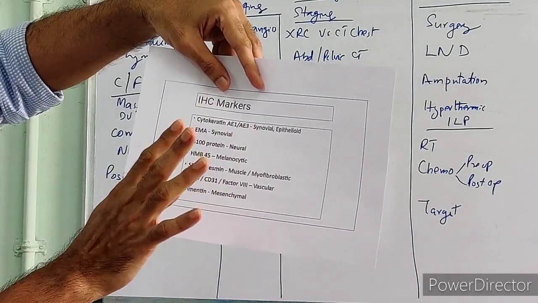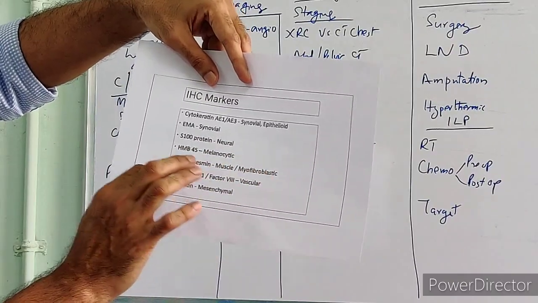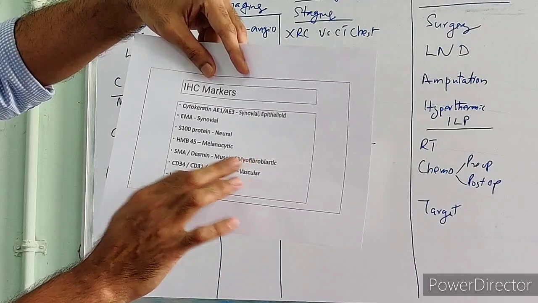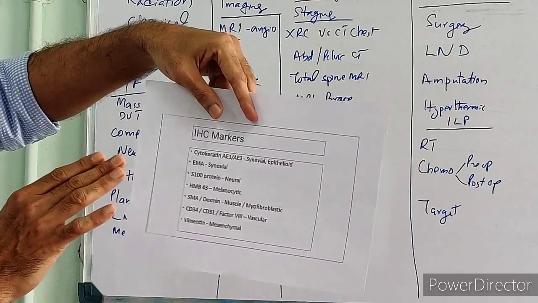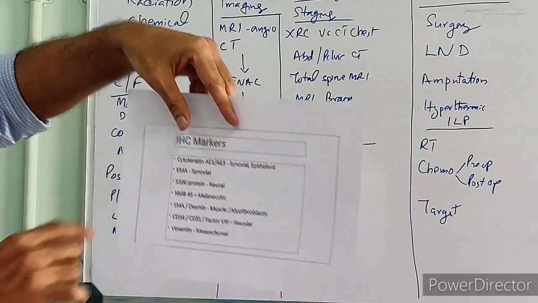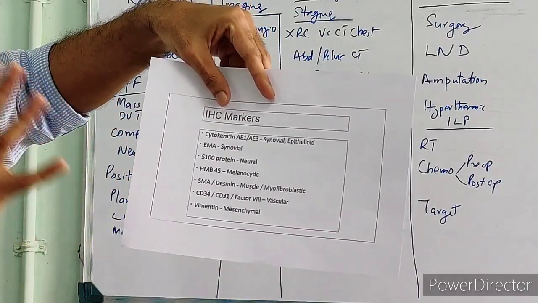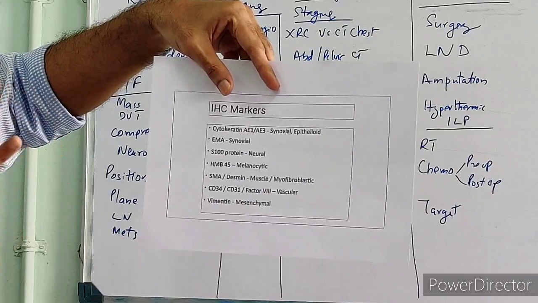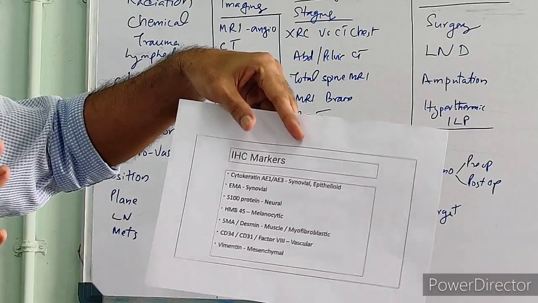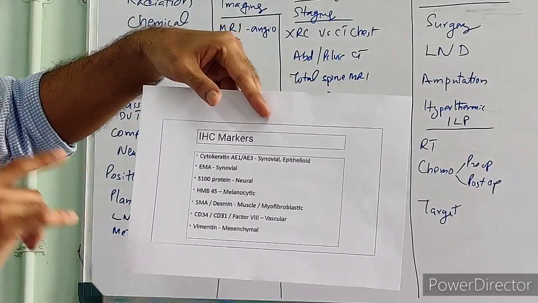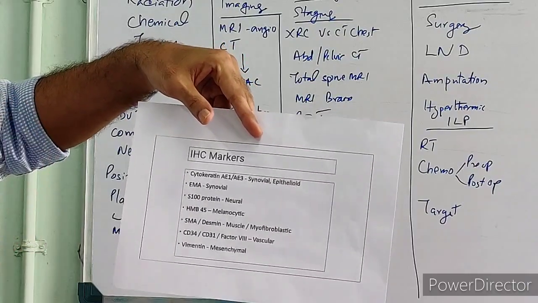S100 protein will be in neural tissues. HMB45 is melanocytic. SMA and desmin will be muscle, myofibroblastic and so on. CD34, CD31 will be vascular tissue. Vimentin is in mesenchymal tissues. And CD117, CD34, which we didn't mention here, is positive in GIST. Okay. So these are our soft tissue sarcomas. A postgraduate should know the commonly done markers and in which sarcomas these markers are likely to be positive, because final subclassification of the soft tissue sarcoma is based on the IHC markers, and the treatment also varies according to the final type of the soft tissue sarcoma.